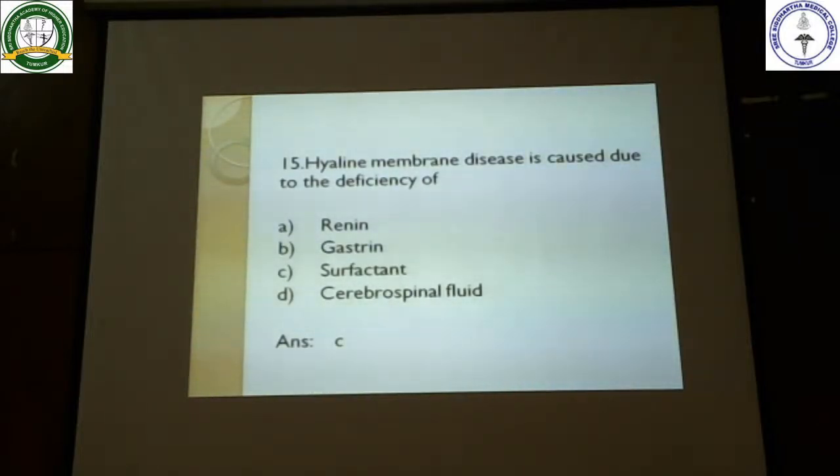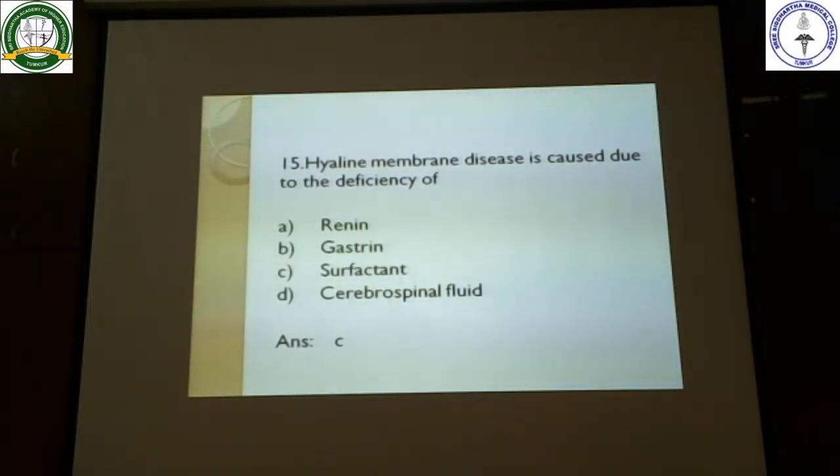Surfactant is a substance which decreases the surface tension. Hyaline membrane disease is usually seen in newborn babies. Whenever the baby is born, it makes a strong inspiratory effort so that it can expand the lung. The lungs have a tendency to collapse, and this is prevented by the surfactant. Surfactant helps in the inflation of the lung and prevents the collapse of alveoli.